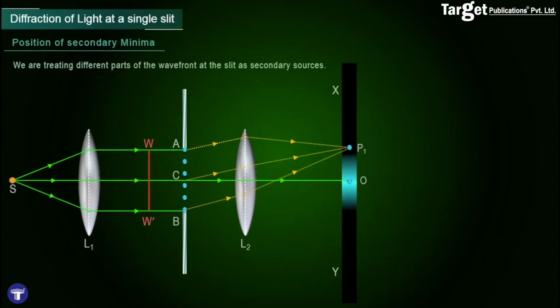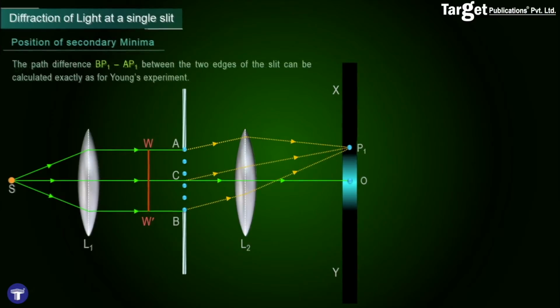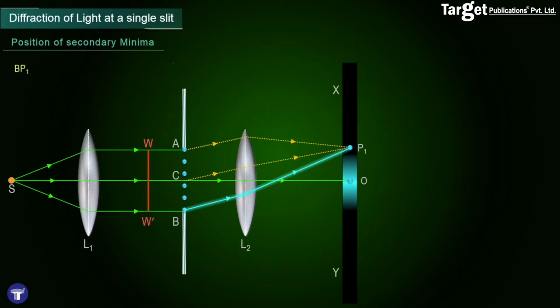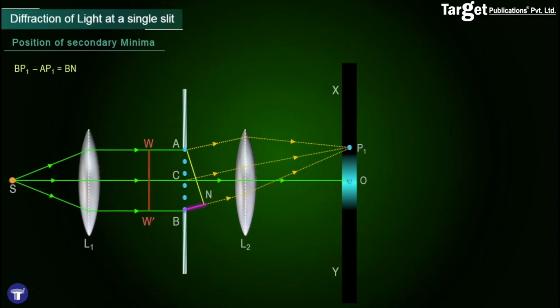So basically we are treating different parts of the wavefront at the slit as secondary sources. Here we have taken two sources, AC and CB. So the rays which are reaching P1 from the lower half of the wavefront, let's say for example the ray BP1, is clearly travelling a greater distance as compared to the ray AP1. And therefore the path difference between these two rays has to be calculated, that is BP1 minus AP1 will be nothing but this distance Bn.